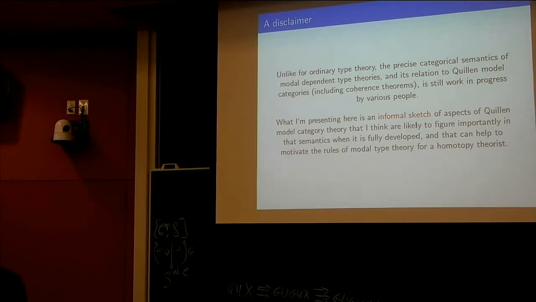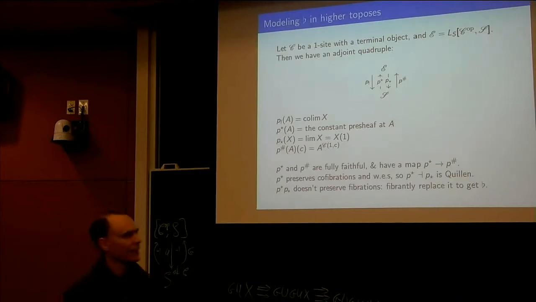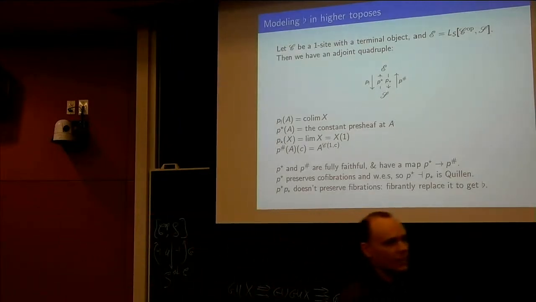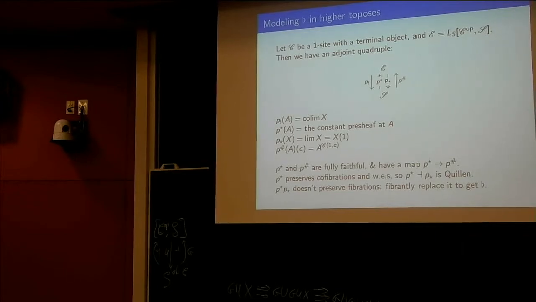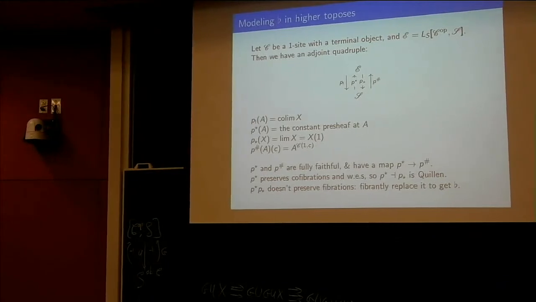Yes? Basic question. So, not all things are cohesive. But you say, okay, just take one site of internal object, and I get all these adjoints. So what is the condition that fails?